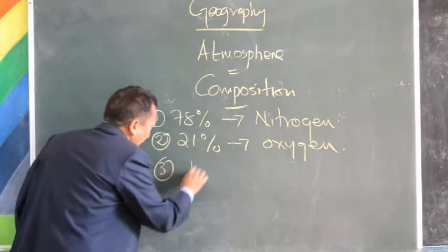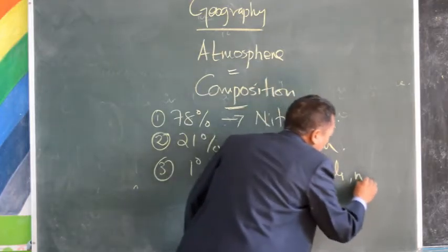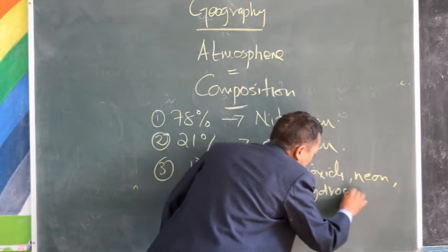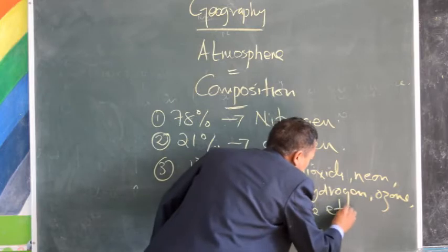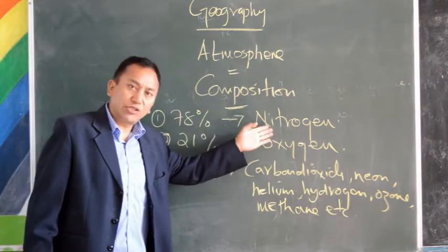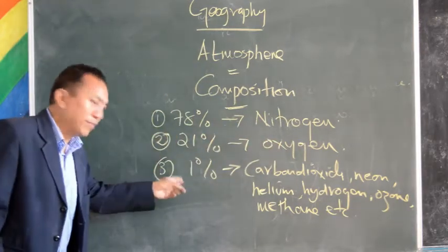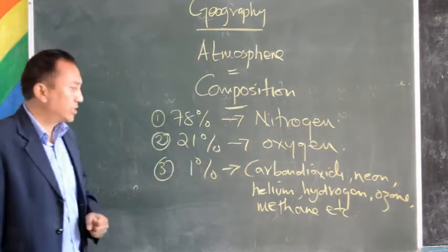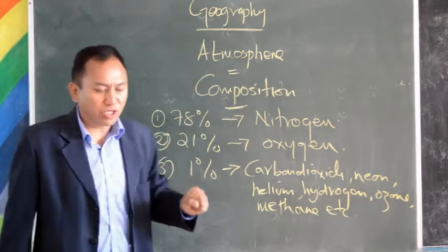And then the remaining 1% of the gas is comprised of carbon dioxide, neon, helium, hydrogen, ozone, methane, etc. So, from the 100%, 78% is nitrogen, 21% is oxygen, and the remaining 1% has different gases like carbon dioxide, neon, helium, hydrogen, ozone, methane, etc. So these are the different gases in the composition of the Earth's atmosphere.